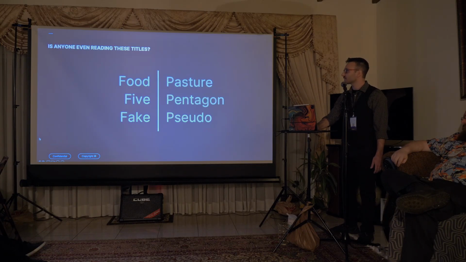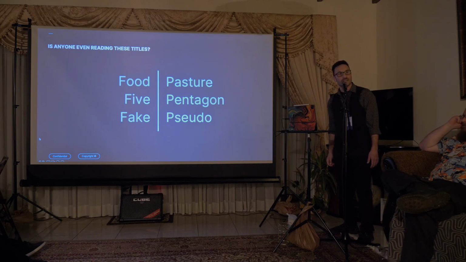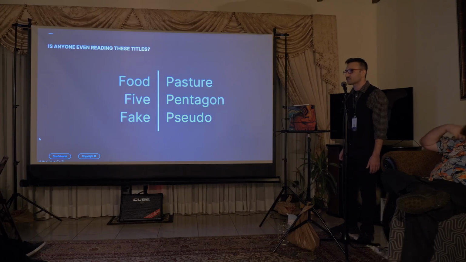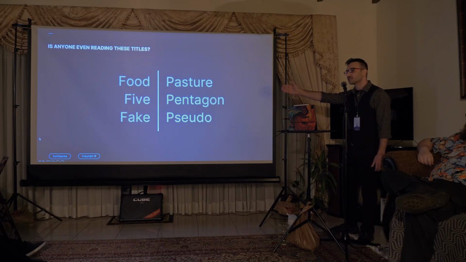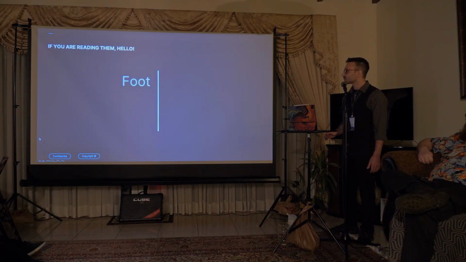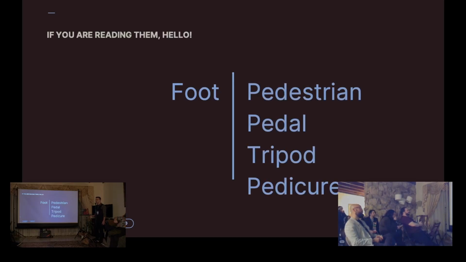You are correct. We have pasture, pentagon, and pseudo. And pseudo, you don't even pronounce the P. How many people have looked at silent letters and gone, why the hell is that there? And yet the pattern shows you why it exists. And I want to show you one more for the letter F. Just the word foot. This is my favorite one because it doesn't have one cognate that begins with the letter P. It has many words that begin with the letter P that come from the word foot.